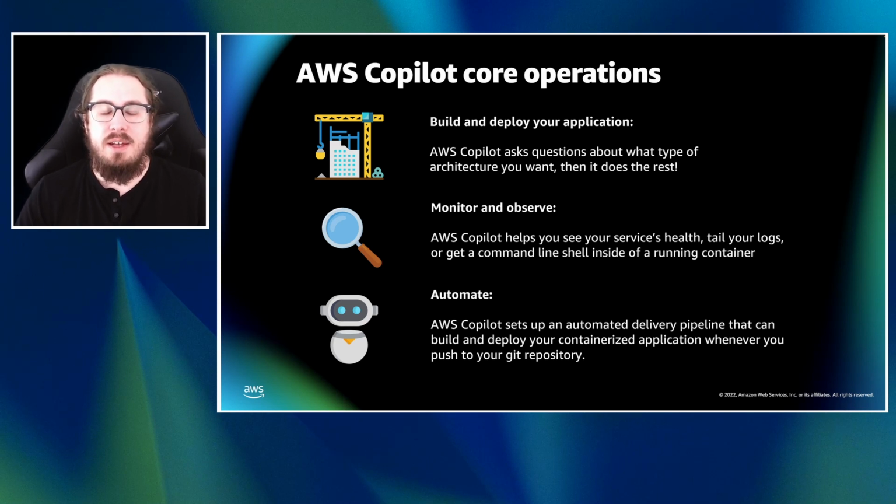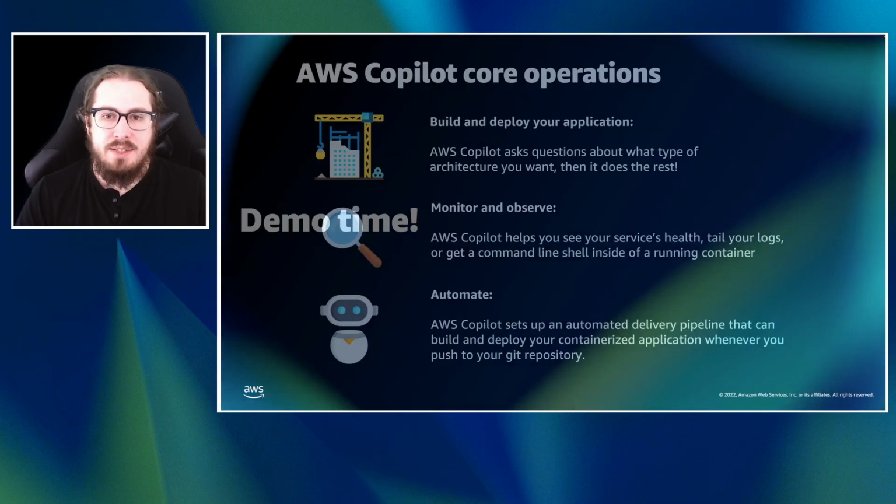And then the last phase of AWS Copilot is it helps you automate things. So this is where we really get into the streamlining aspect of containerized deployments. It'll help you set up an automated delivery pipeline where all I have to do is type git push, and it will start building and deploying my service in the background.